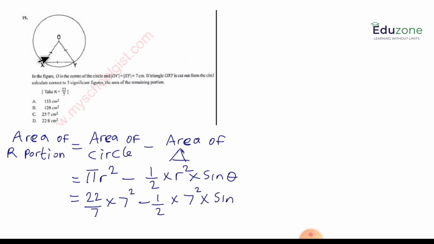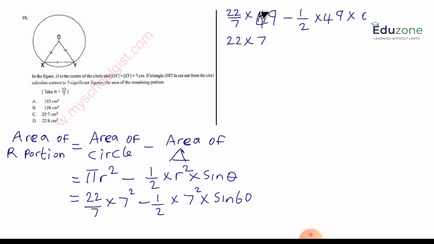Theta is supposed to be from here. Either this angle or this angle or this angle, all of them are the same. So we just say theta is 60 degrees, since each angle in an equilateral triangle is 60. So use 60 degrees. The next thing I'll do is 22 over 7 times 49, minus 1 over 2 times 49 times sine 60, which is 0.8660.